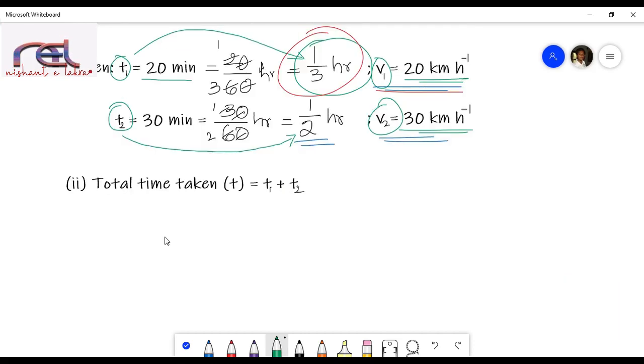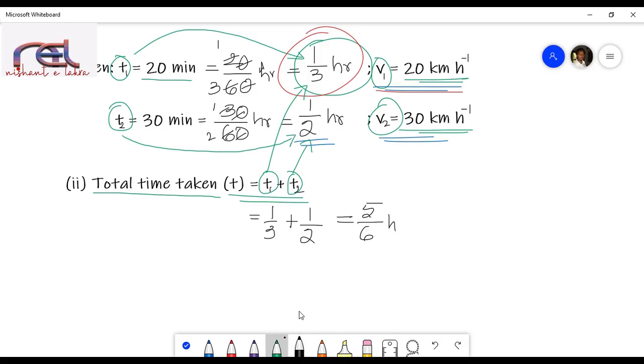We have to find the total time taken. So total time taken will be T1 plus T2. We already have the values of T1 and T2, so we'll just have to replace them. The value of T1 is 1 by 3 hour, and the value of T2 is 1 by 2 hour. We'll just replace it here. So we got 1 by 3 plus 1 by 2. Now when we simplify it, we will get 5 by 6 hour, right?